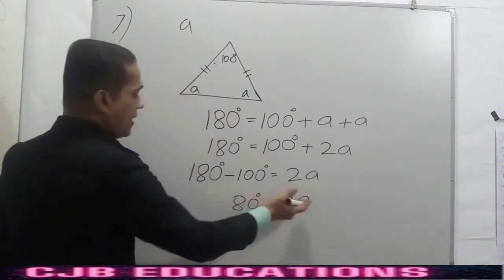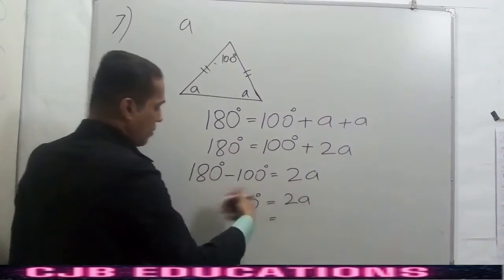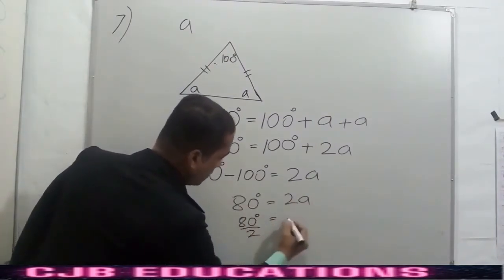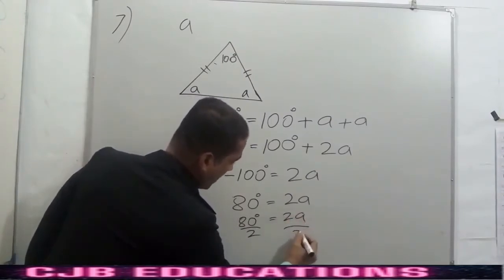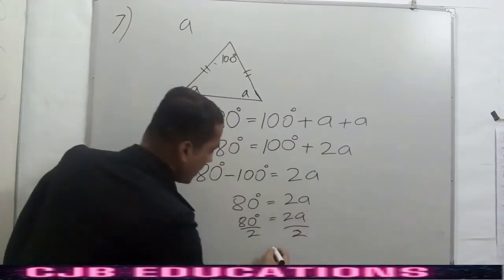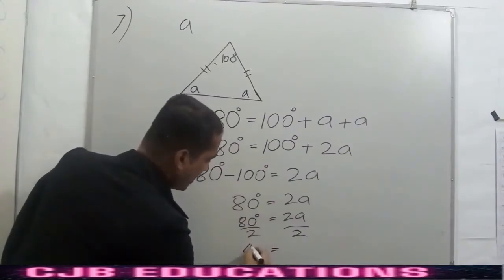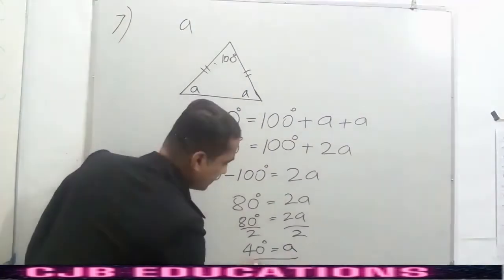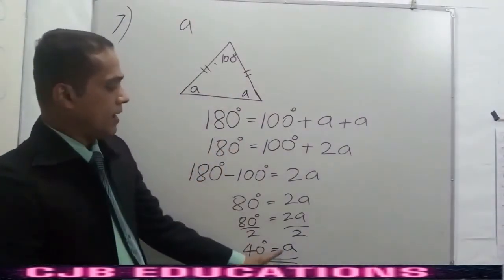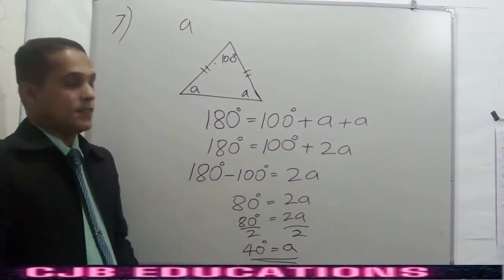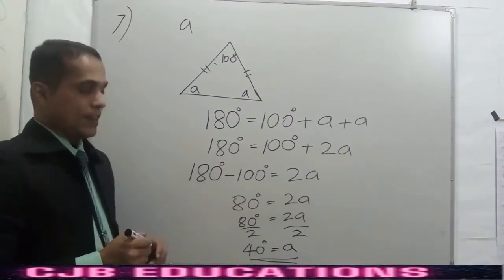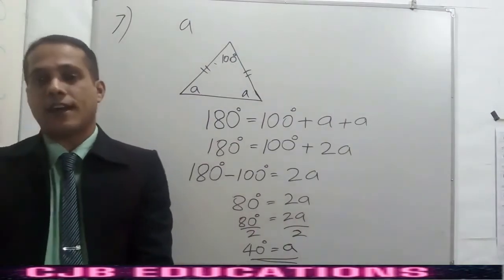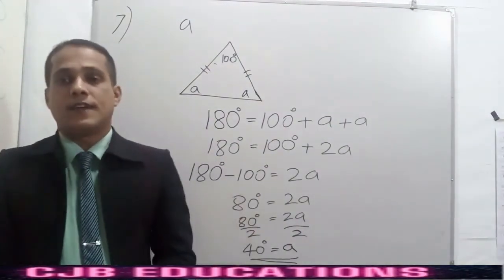So we can divide by 2 both sides and get A. 80 degrees divided by 2, 2A divided by 2. Then we can write 40 degrees is equal to A. 40 degrees equal to A. This is the correct answer. So, a very easy geometric method. Then we can move to the next question.